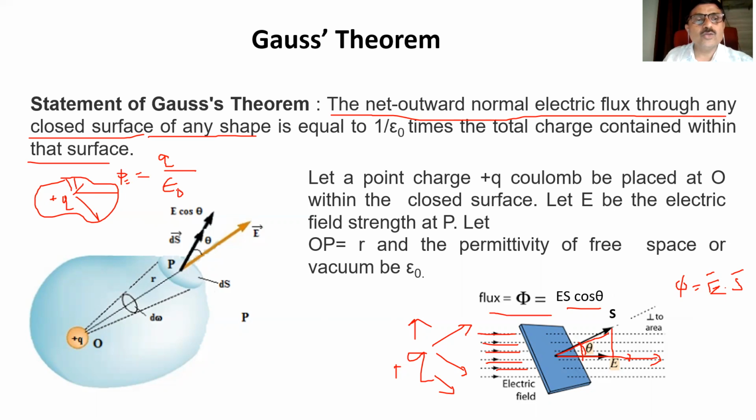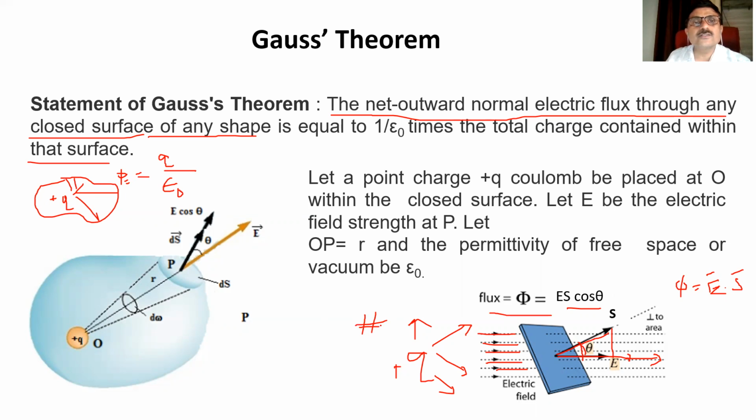So if you consider any closed surface, and if that closed surface contains a charge, then the net outward normal electric flux through that closed surface is equal to the charge divided by the permittivity of the medium. This is the simple statement of the Gauss theorem, and we will prove it on the basis of the concept of electric flux that we have discussed.